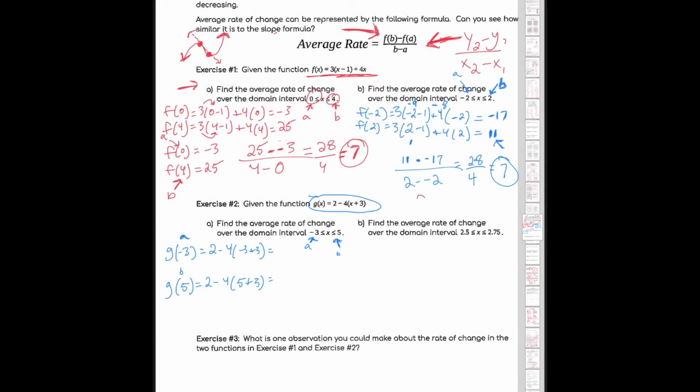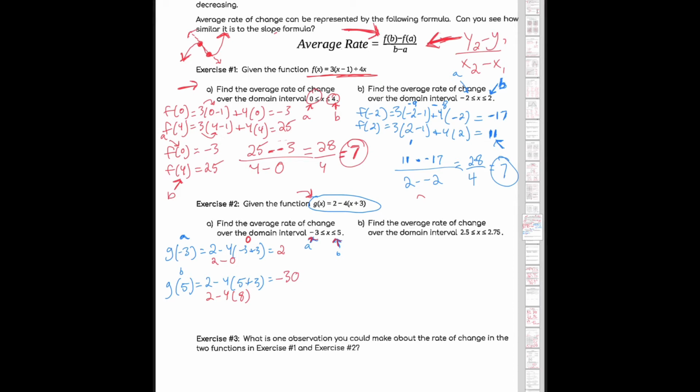So let's now go ahead and do the same thing here with exercise number 2. We are using the function g of x here, and our a value is negative 3, our b value is 5. So let's go ahead and plug these into the function. So g of a, we have negative 3 plus 3, which is 0, and then 4 times 0 is 0. So that gives us 2 minus 0, which is just 2. Now we have negative 4 times 8 as such. So 2 minus 32, that would give us negative 30. So here's our g of a and g of b.